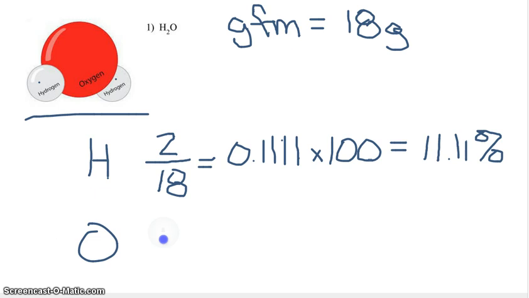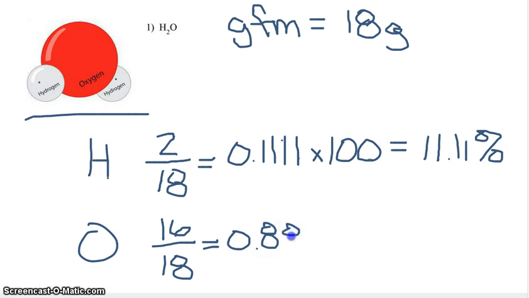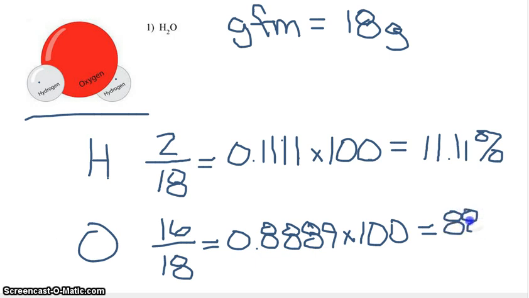we're going to do. And we know that 16 grams is coming from oxygen in water, and our total is going to be the same, so it's still 18 grams for our total. So we're going to divide those, and when we divide that, we get 0.8889, and again, that is a fraction, which is what we want, and we're going to multiply that by 100 to get to our percentage, and our percent for oxygen is 88.89%.